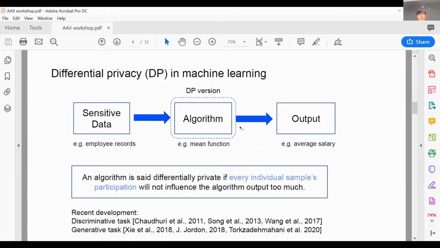If we abstract that concept to machine learning, we can replace the mean function with any complex algorithm. If the fed data is sensitive, we can create the DP version of the original algorithm. Formally, we say an algorithm is differentially private if every individual sample's participation will not influence the algorithm output too much. There has been much work furthering this direction in recent years, including discriminative tasks and generative tasks.